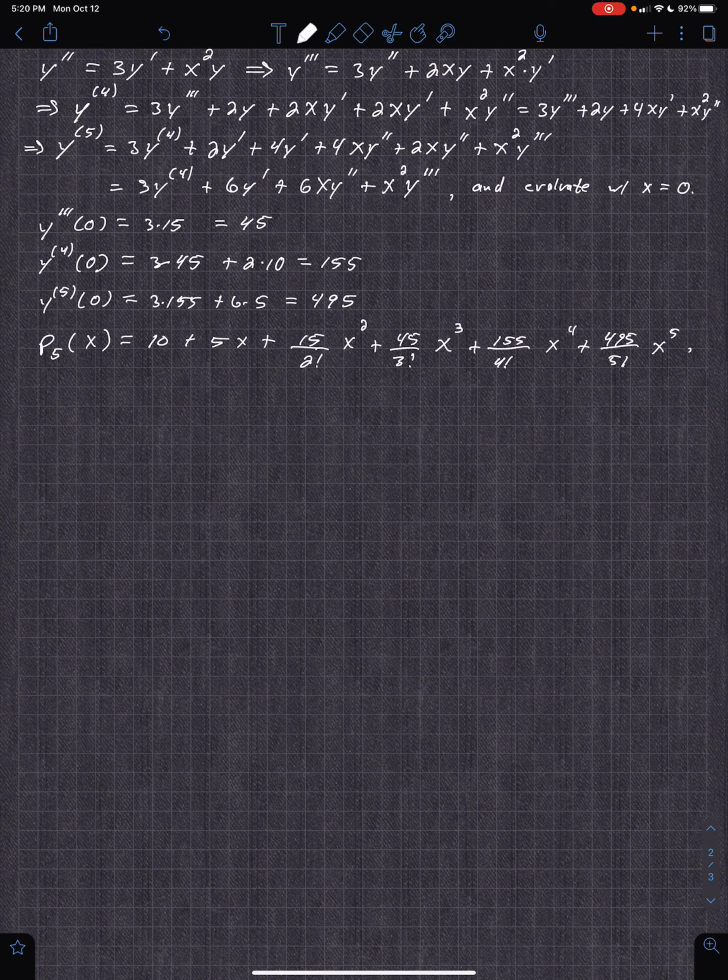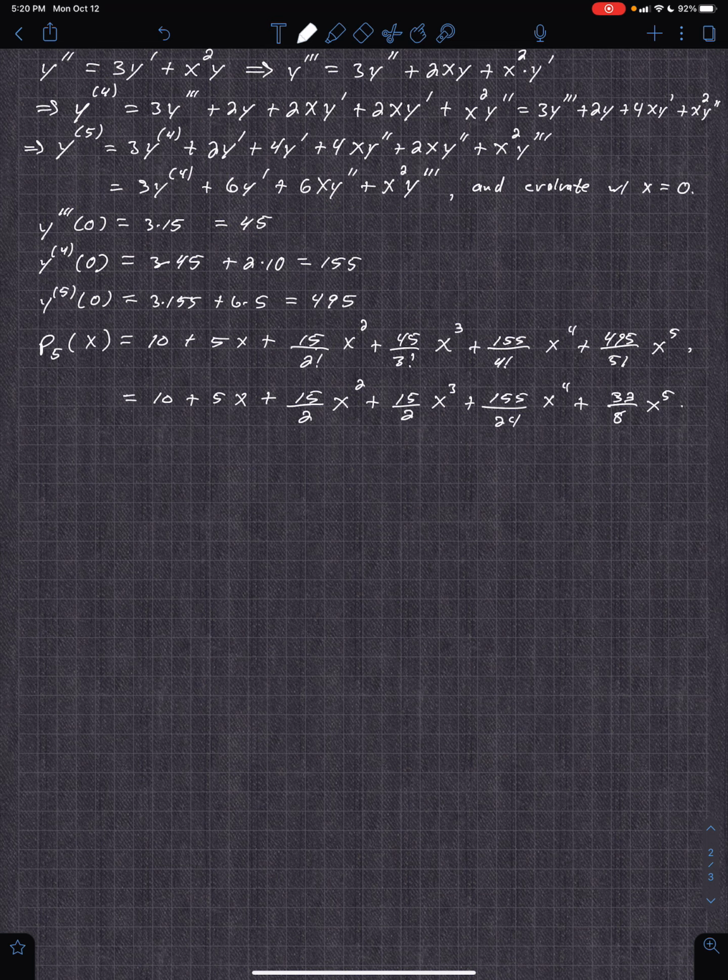Okay, and then we can just reduce that. So 10 plus 5x, that doesn't change. That's just 5 halves x squared plus, then you get 45 over 6, so the 5 reduces, so that's just again 15 halves x cubed plus, and then 4 factorial is 4, 3, 2, 1. Nothing goes into 155, so that's just 24 and then x to the 4th, and you'll trust me that reduces to 33/8.